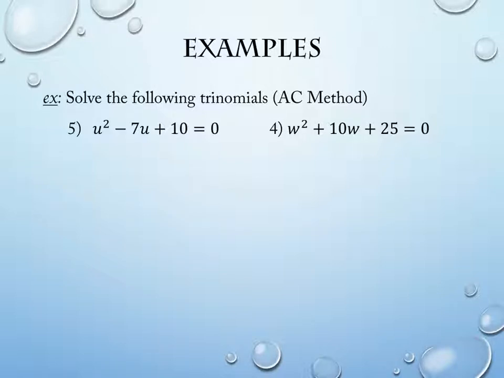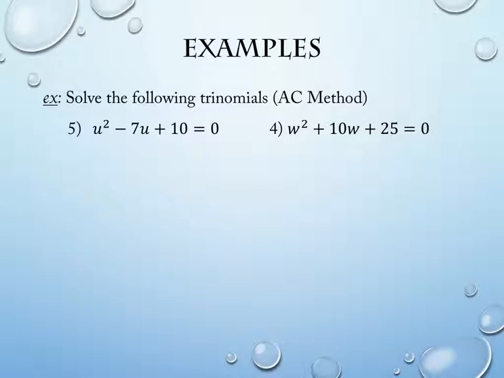The first method I'm going to show you is called the AC method. The AC method lends itself very nicely to more difficult factoring later on, which is why I want to bring it up. It feels a little funny to do it right now, but we're going to do it anyway. So the AC method says that we do the following.